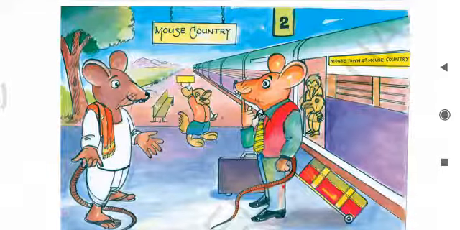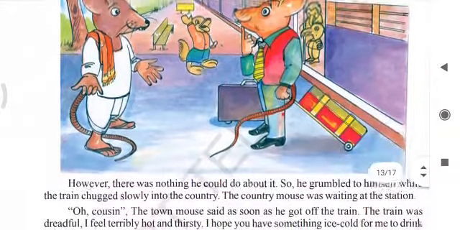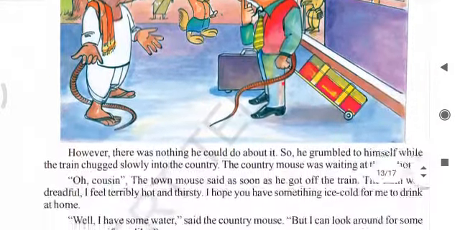On the other side also you can see different animals. Look at the left side, the country mouse. He is wearing a normal chappal, some kind of dhoti, and a towel on his shoulder. So with this picture itself we come to understand the difference in lifestyle between town and village.